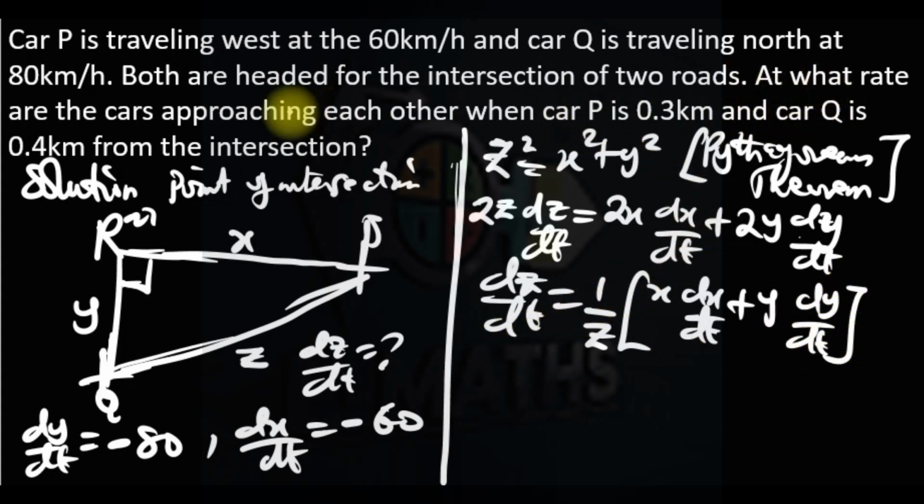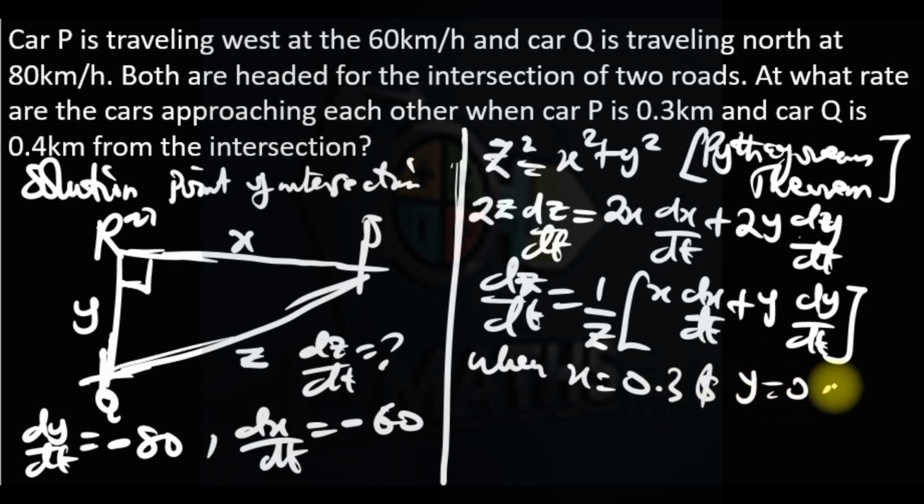And we are given at what rate they are approaching when car P is at x equal to 0.3, y is 0.4. Well, we don't know z, so we can use the Pythagorean theorem to get it. When x is 0.3 and y is 0.4, z will be 0.5. With this, we can get our dz over dt by substituting the values of z, x, y, dx over dt, and dy over dt.